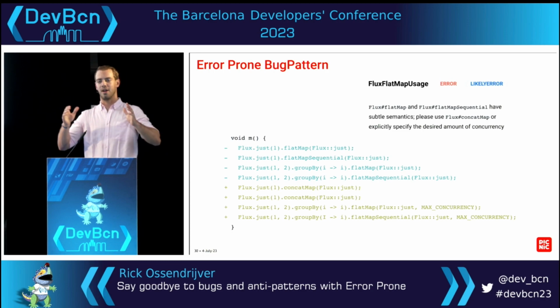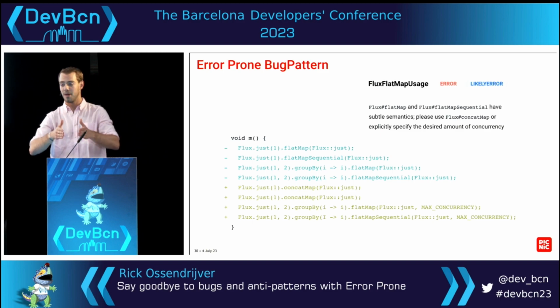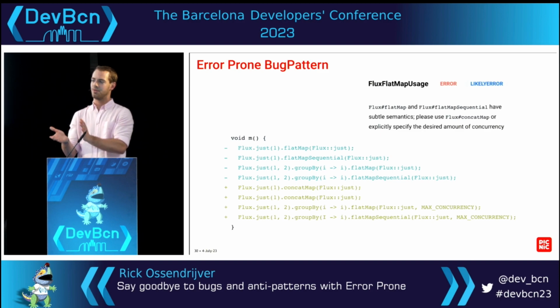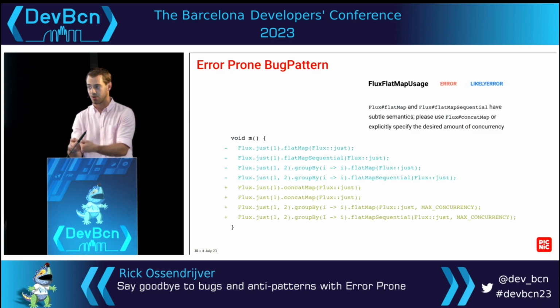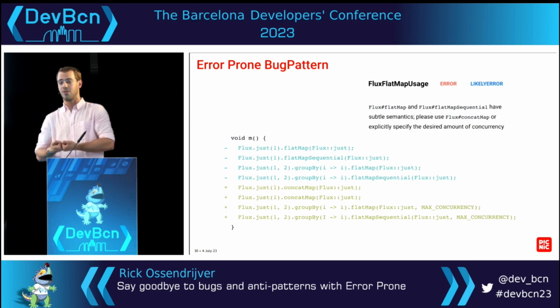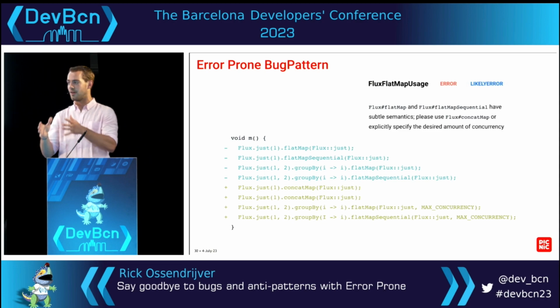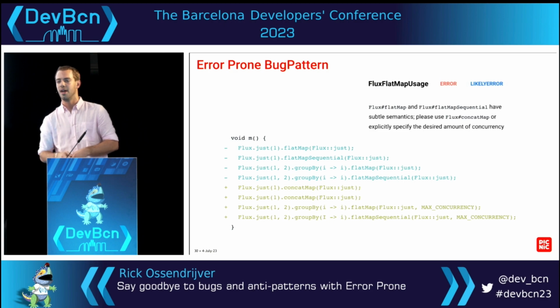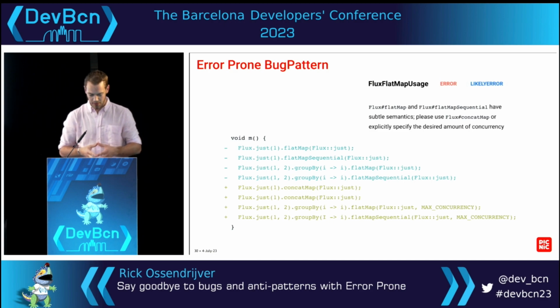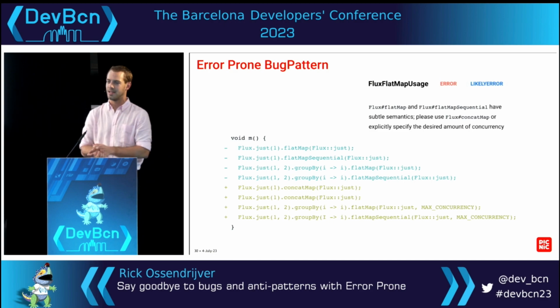So what we said, okay, instead of this flatMap, what you probably want to use is a concatMap. So we by default rewrite the usage to a concatMap. But if you really want to have concurrency, that is fine, but then you need to specifically specify a concurrency. And in that way, we don't get unexpected bugs like that.